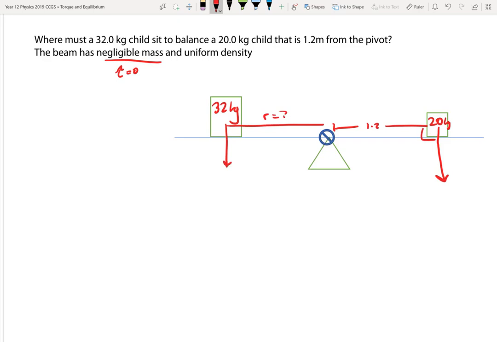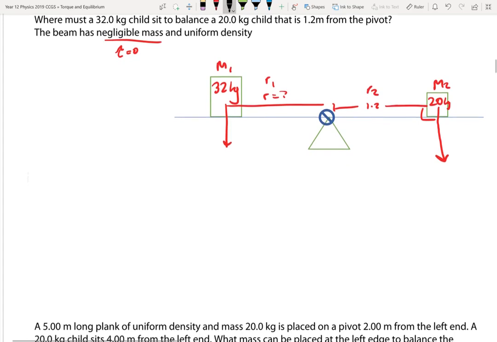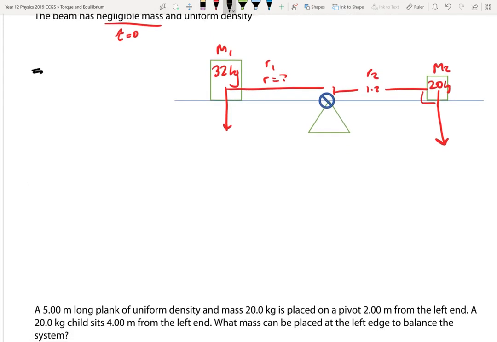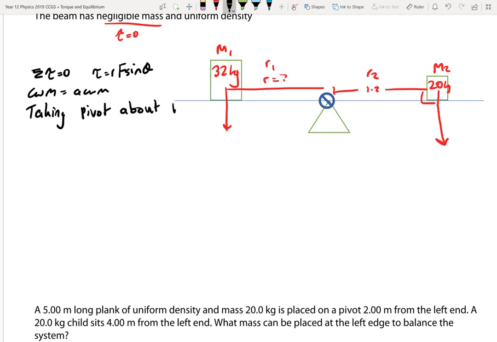Okay. So again, if you assign M1 and M2, then you've got R1 and R2. But please, if you haven't already, write all the same junk out. Sum of all torque equals 0. Torque equals RF sine theta. Clockwise moment equals anti-clockwise moment. What comes next? Take pivot about P. Oh, it hasn't been identified. Let's identify it on our diagram. It's there. Okay?